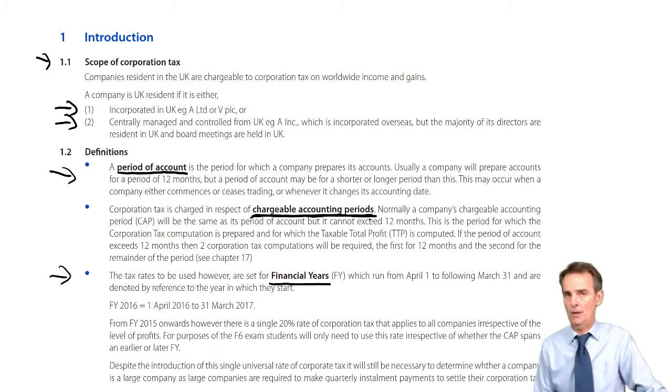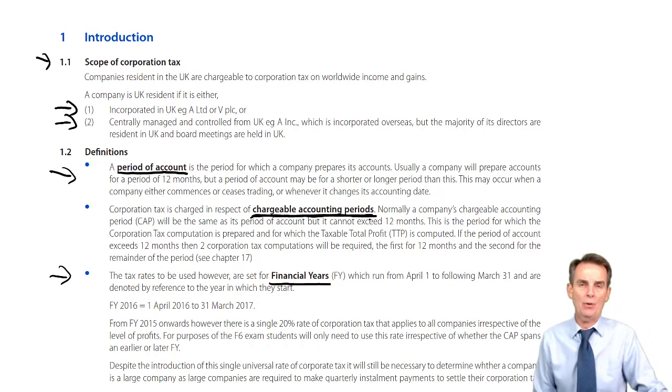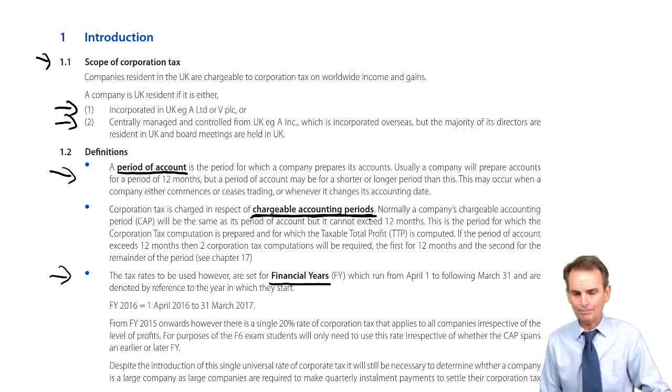Then we have a problem. We cannot and will not prepare a corporation tax computation for a period of more than 12 months. So how do we resolve this problem, that the starting point for the preparation of the corporate tax computation, the accounts, is for a period of 15 months? Very simple. From that long period of account, we will prepare 2 corporate tax computations.